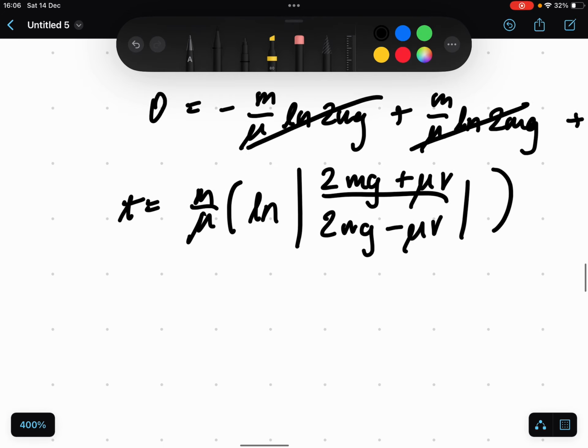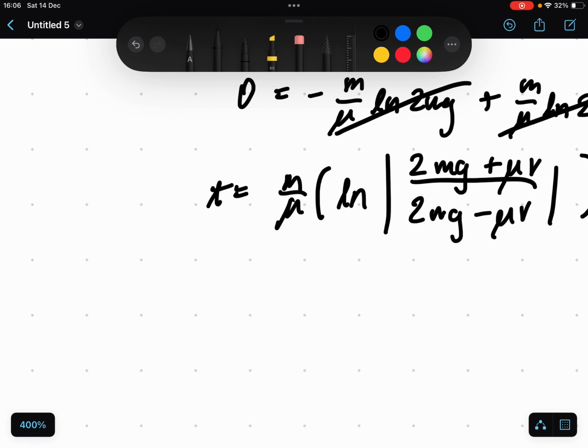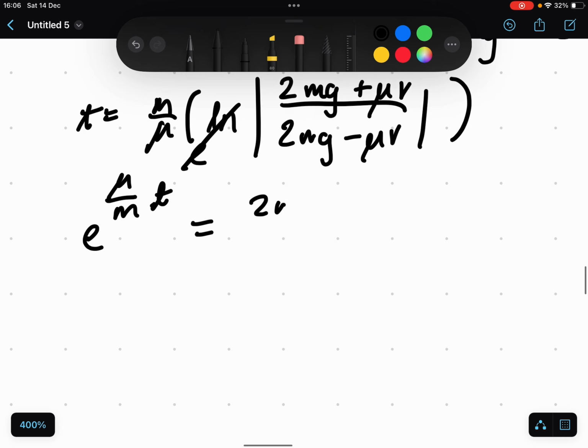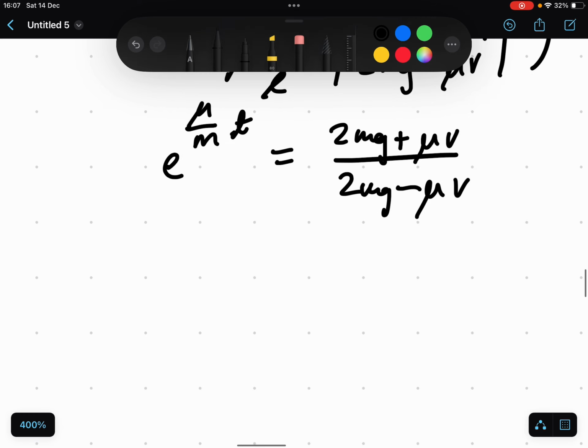Then we can divide both sides by m over mu, so we get mu over m times t, and then we can just raise both to the e. We're going to raise to the e to get rid of that ln, so we're just left with 2mg plus mu v over 2mg minus mu v. And then we just solve for v, which isn't too difficult.